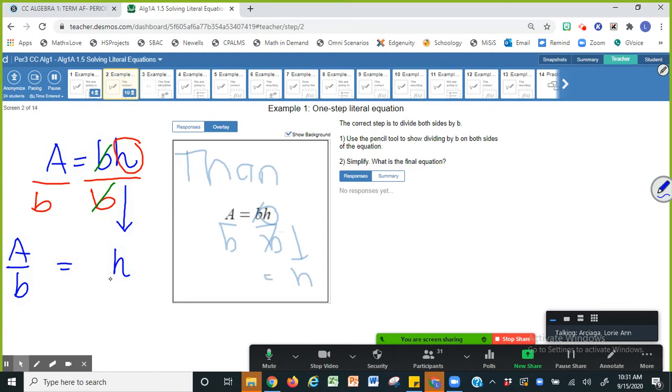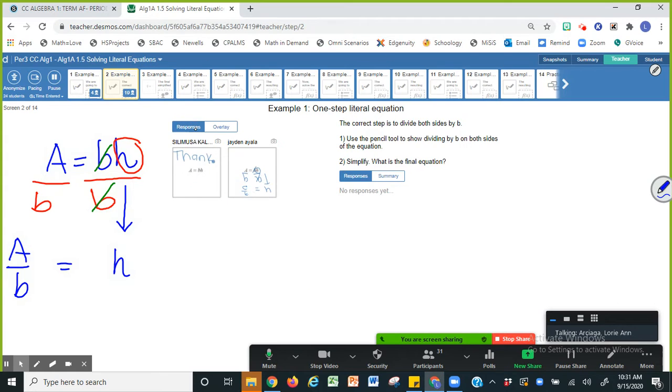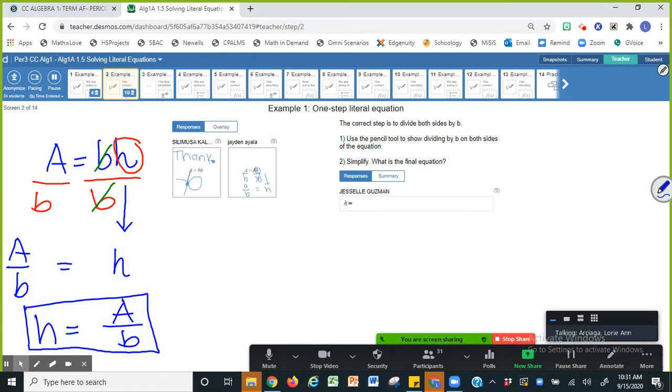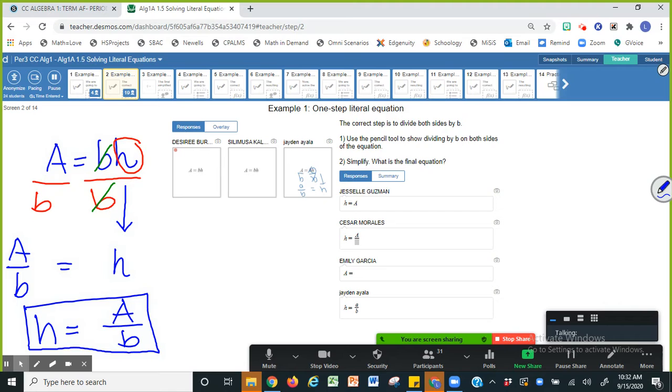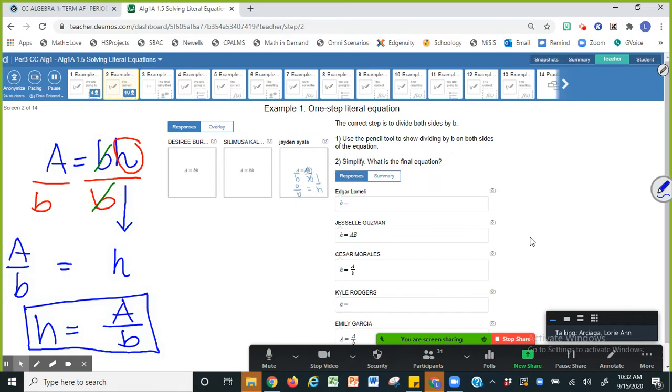So now what you're going to do is write it in standard form by switching these two sides around, okay? So when you switch those two sides around, you'll get H is equal to capital A over B. And this will be the resulting equation in simplest form. Okay, I'll give you some time to play around with that and try to type the answer in using the keyboard provided to you. All right. Okay, be mindful of the variables. If they're capital letters, please use capital letters as well.